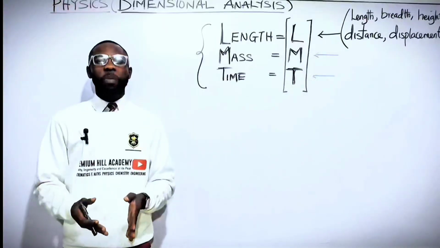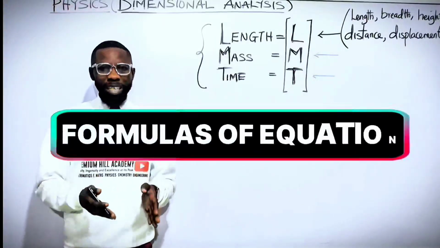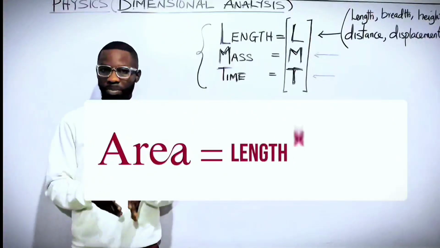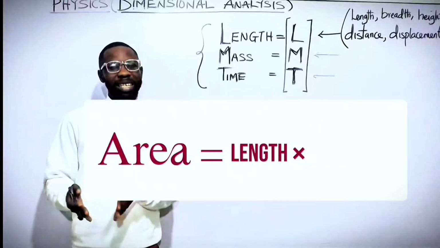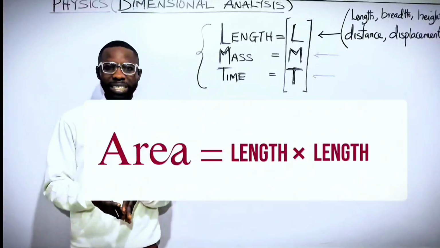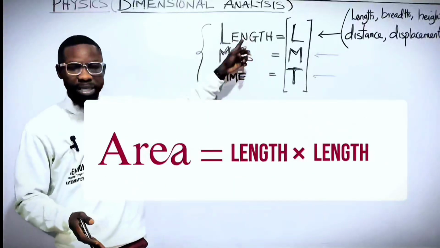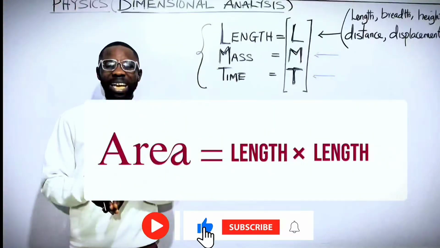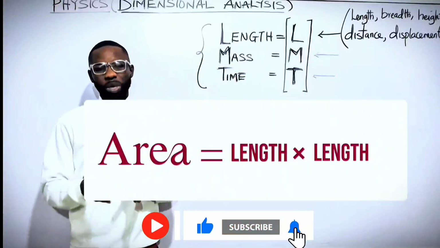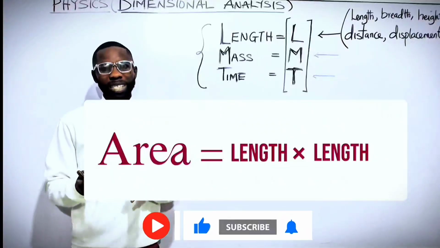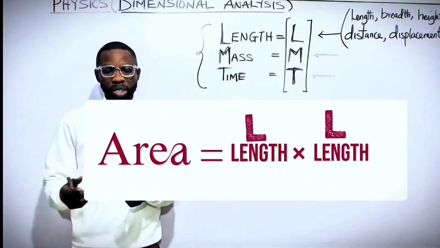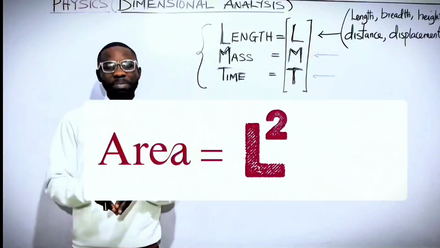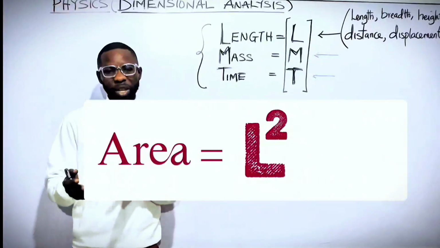The second thing we need to know about dimensional analysis are the formulas of the equation we are working with. For instance, area is length times breadth. But the breadth can also be taken as length, because dimensional analysis depicts that we have three basic fundamental quantities: length, mass, and time. That means for anything that has to do with distance, we replace it with length. So we change those words for their dimension formula, which is L. If we multiply L times L, we get L squared. That means the dimension for area is L squared.